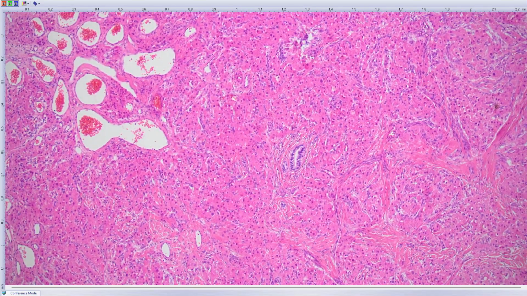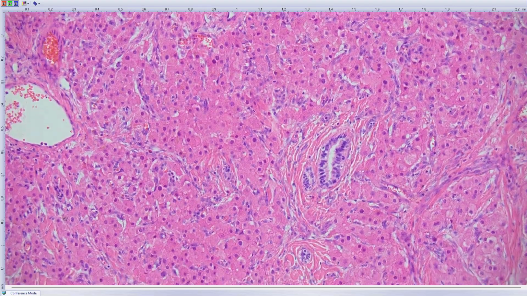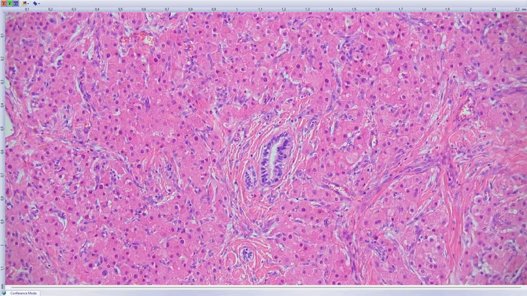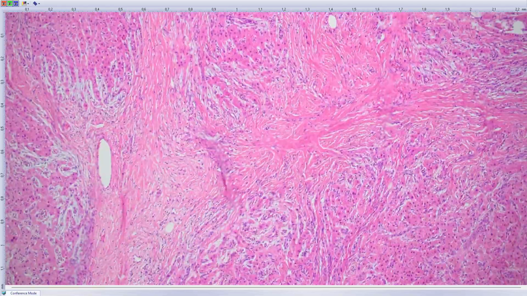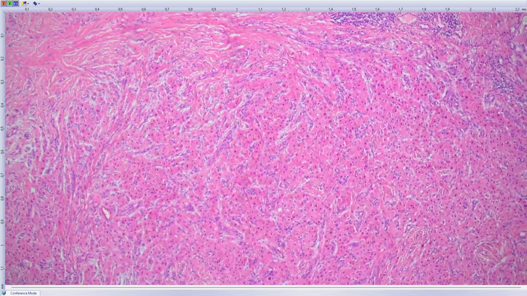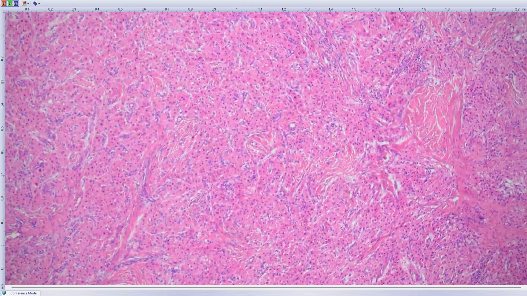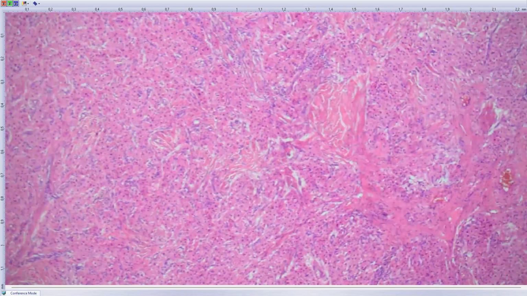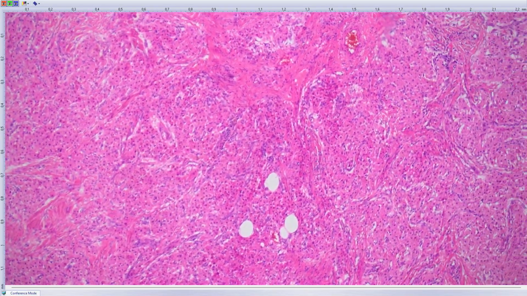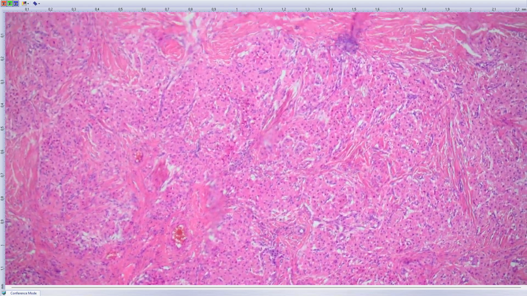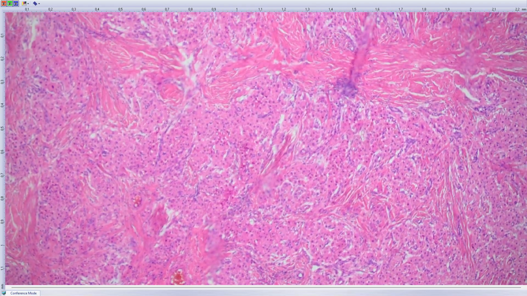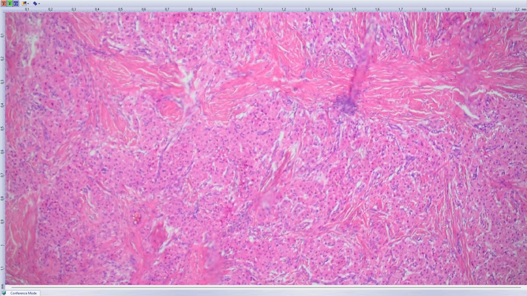Another feature is the entrapment of non-neoplastic germ cell tubules, which is present here. So in this case, we could easily make the diagnosis of a tumor of adrenogenital syndrome. It is important to distinguish it from Leydig cell tumors in case the clinician wouldn't provide you clinical information, which is not very rare.